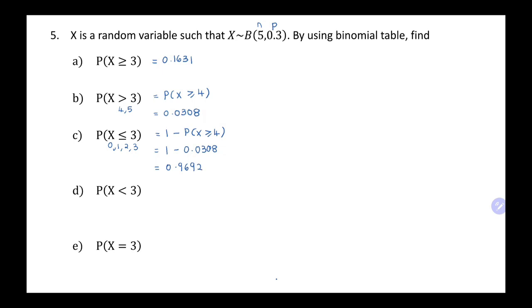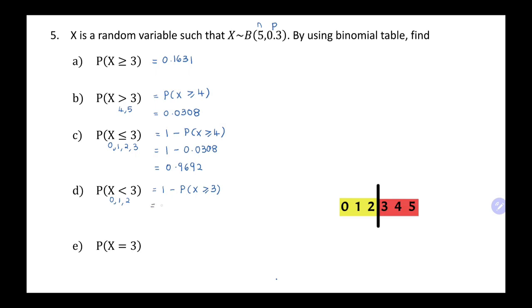Question D, we want to find probability for x less than 3. X less than 3 means we want to find 0, 1 and 2. Not include 3. So, we take 1 minus P(x greater than or equals to 3). Untuk cari kosong sampai 2, kita ambil semua, tolakkan dengan 3, 4 dan 5. 3, 4 dan 5 means greater than or equals to 3.